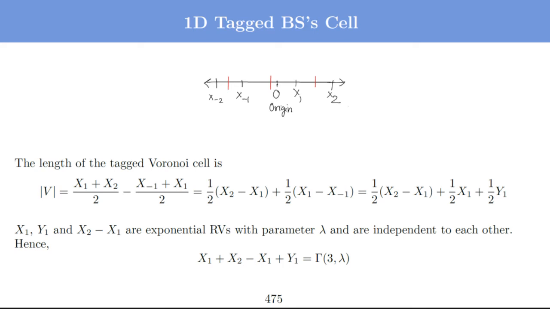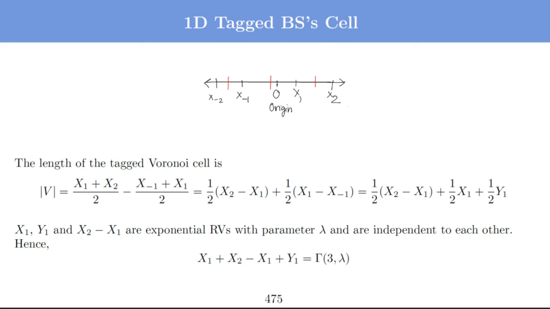Now we will just write x minus 1 as minus y1. So the equation will become half of x2 minus x1 plus half of x1 plus half of y1. Now you can see x1 is the distance from the origin to the closest point. So from the PPP we know the distribution of the distance of the closest point from the origin is an exponential random variable with parameter lambda. Similarly, y1 is also the distance of the closest point in the negative axis, so it will also be an exponential random variable. Now x2 minus x1 is the distance of the closest neighbor from x1, so that is also an exponential random variable. And these are all independent of each other.